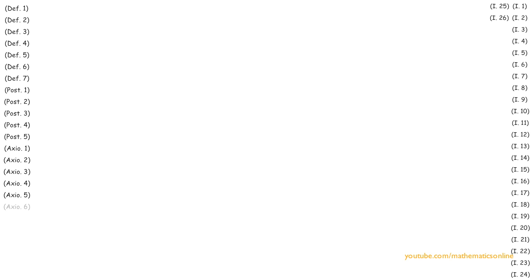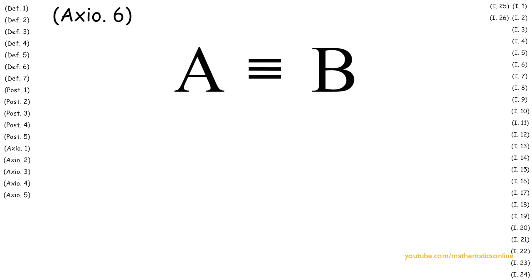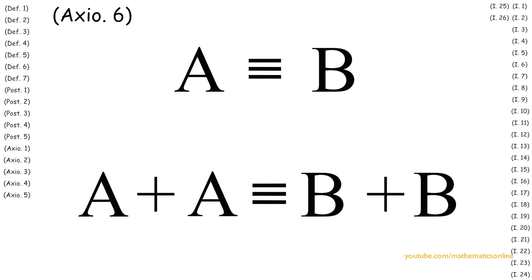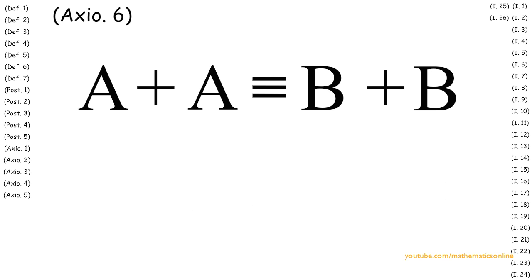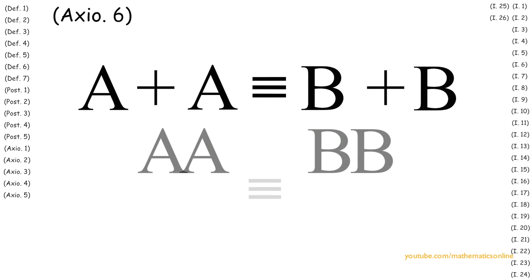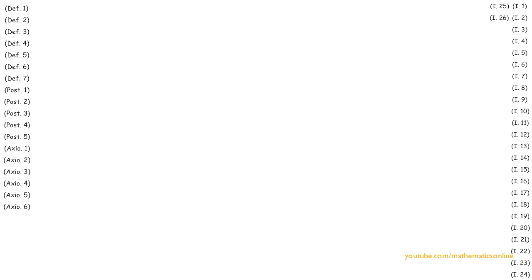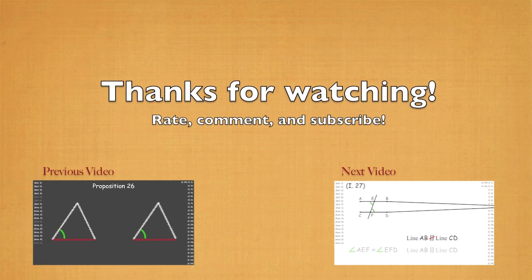And finally, we introduce Axiom 6. If A is congruent to B, then A plus A is congruent to B plus B. And the opposite is also true. If A plus A is congruent to B plus B, then A is congruent to B. So this completes our list of definitions and rules, and we can now finish Book 1 of Euclid's Elements.